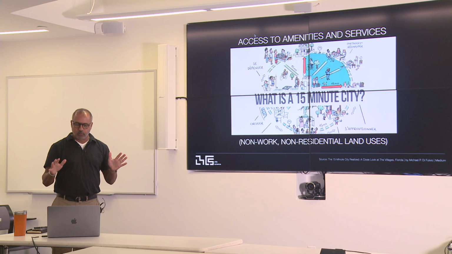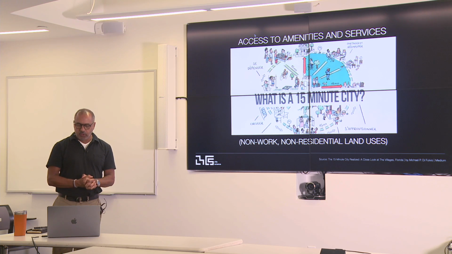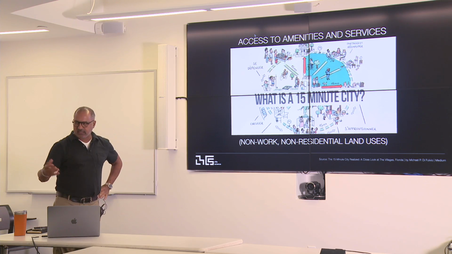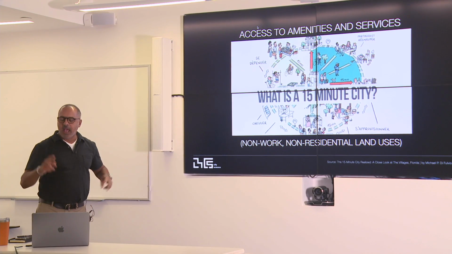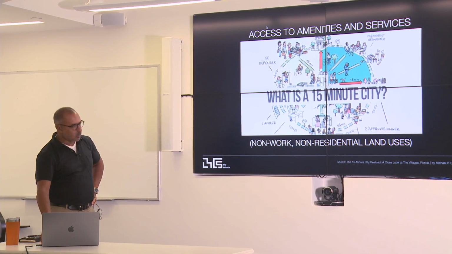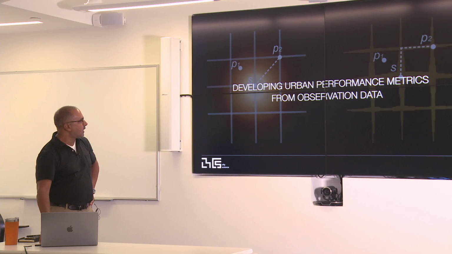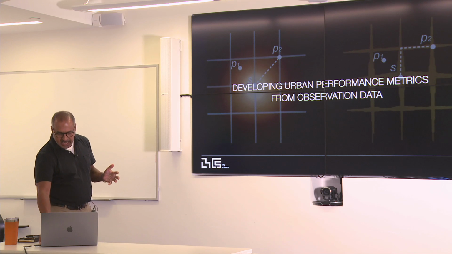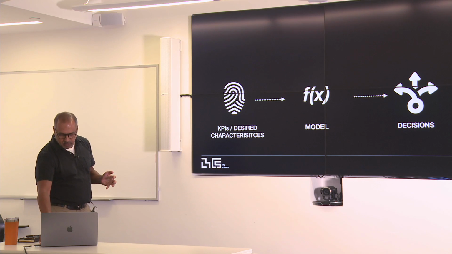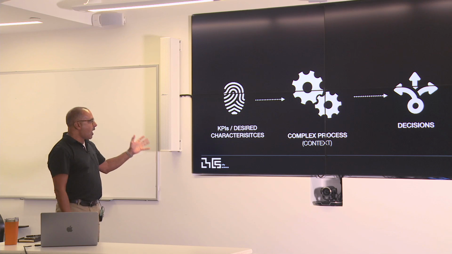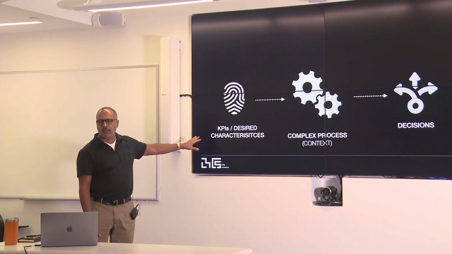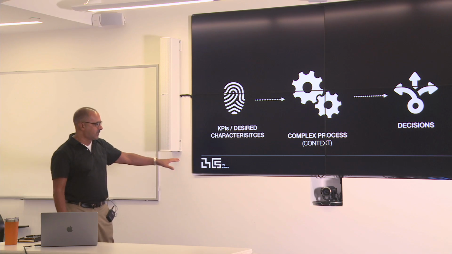So I'm going to highlight some of the research we're doing around building these kinds of models to help understand and predict the necessary amenities and services required in a city to achieve this. What this really is about is developing urban performance metrics from observable data. And a lot of what we do is around understanding what these complex functions are. This is the KPI that we're trying to address. In this case, it's access to amenities and services.